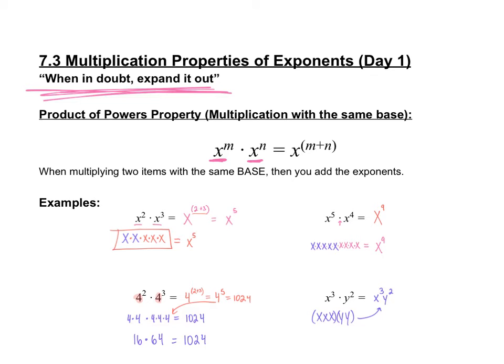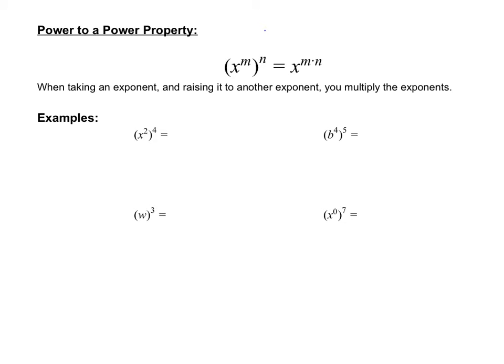Now we are going to move on to power of a power. Power to a power is a little different. Now we're taking something with an exponent and raising it to a second exponent. If it's an exponent raised to another exponent, then you want to multiply them together. So in this first example, we have x squared raised to the fourth. If I follow my pattern, I just multiply 2 times 4 to give me x to the 8th.